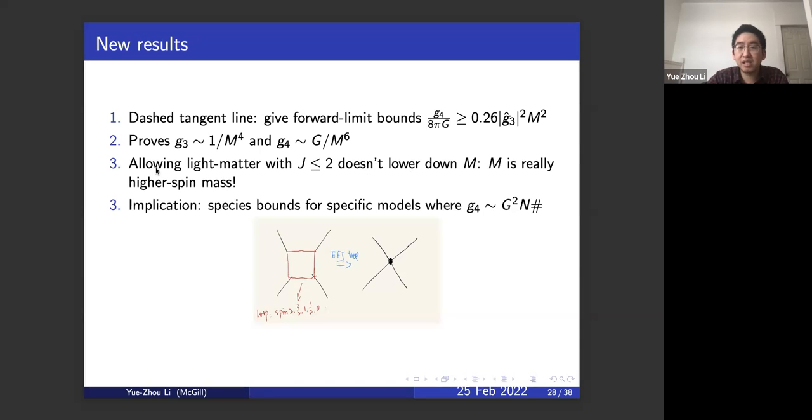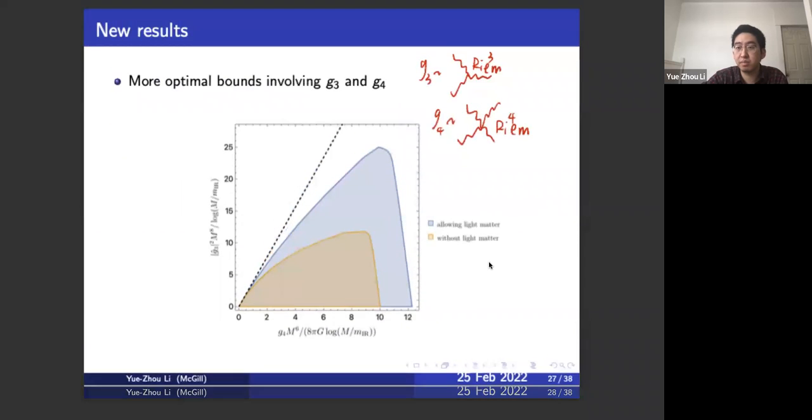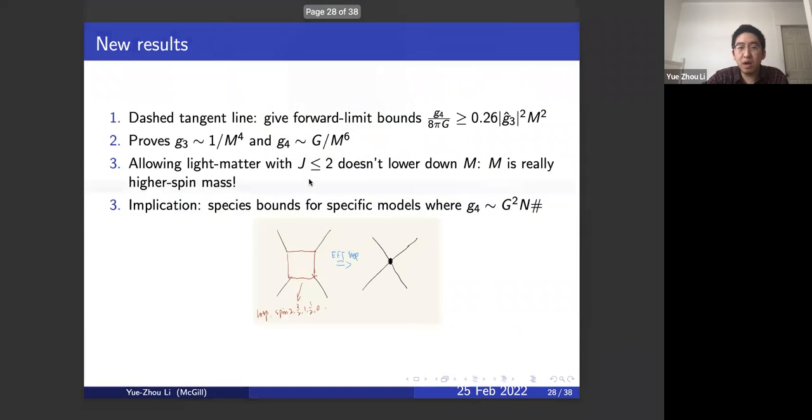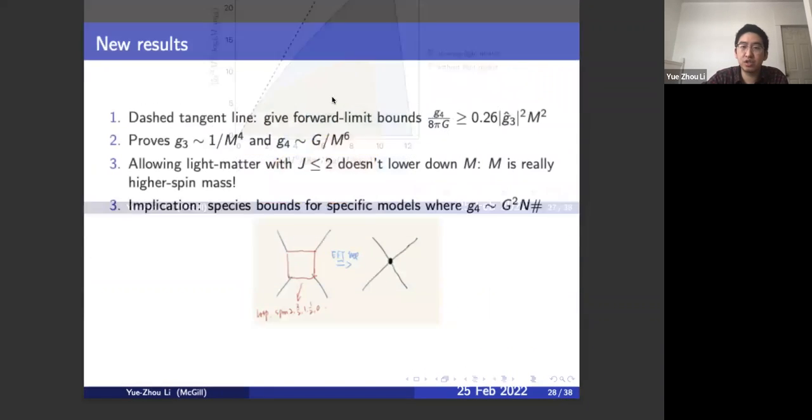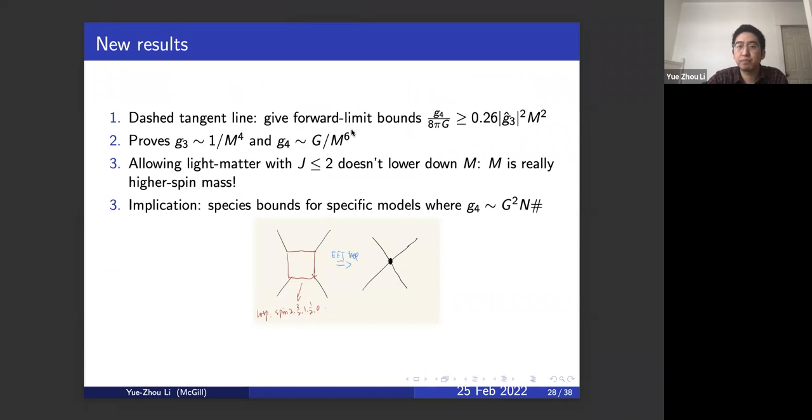So it means that allowing matter with spin 2 or less doesn't really narrow down the cutoff M. So it means M is really a higher spin mass. This is a bonus from this bound. And also, now the dashed tangent is actually just a forward limit bound.